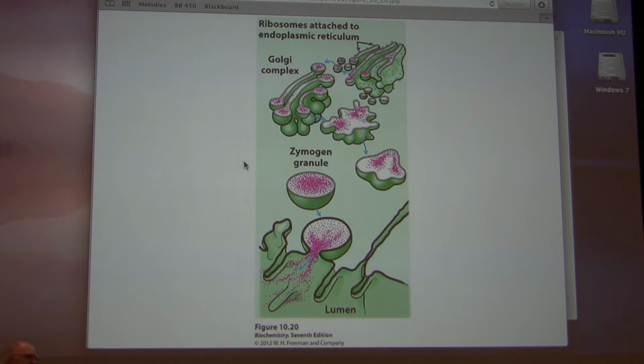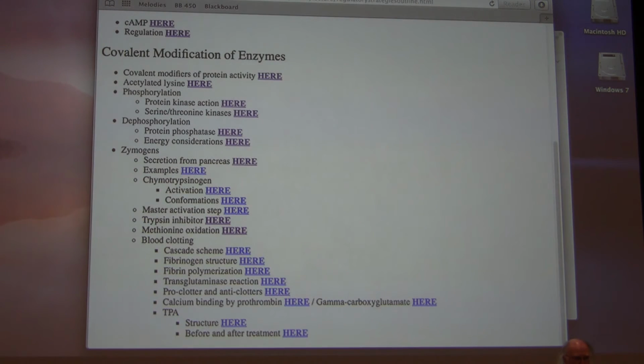So activation of a protease at a time and place where it shouldn't be active causes problems for the reasons I've already stated. And so cells, and the body in particular, try to control very carefully when a given zymogen is active. As we will see in blood clotting, that can have disastrous consequences if we activate at the wrong time or wrong place.